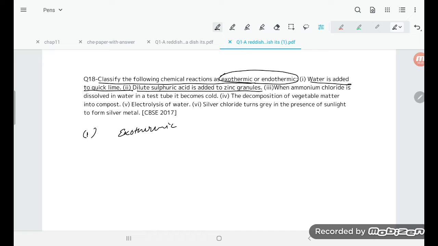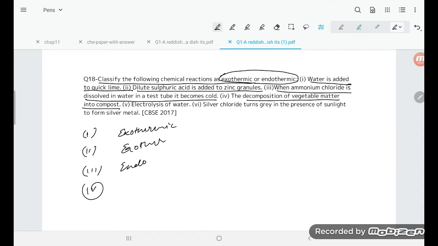Dilute sulfuric acid added to zinc granules: hydrogen gas is released, so this is exothermic. When ammonium chloride is dissolved in water, it becomes cold. If it becomes cold, that means endothermic. Decomposition of vegetable matter into compost: decomposition reactions are endothermic.